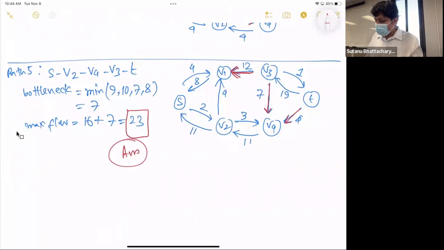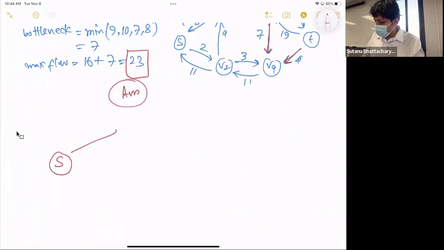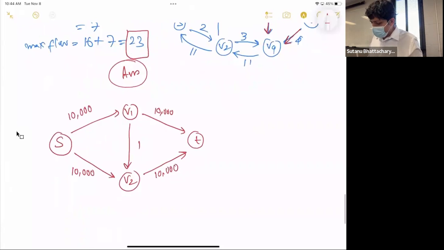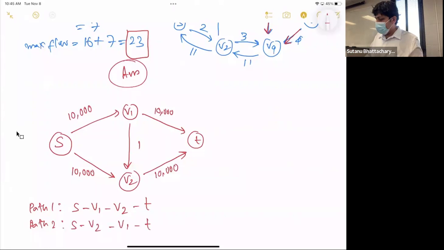Apply Ford-Fulkerson to this graph. Try to do this considering your first path, path 1, as S, V1, V2, T, and path 2 would be S, V2, V1, T in your residual graph.